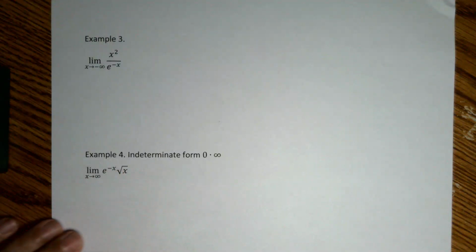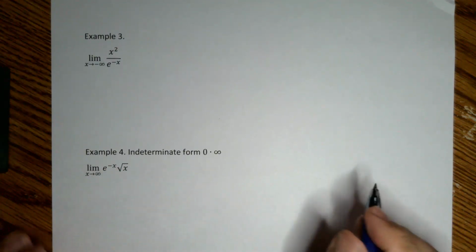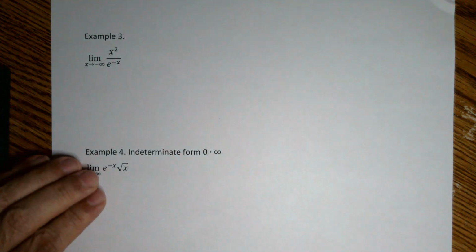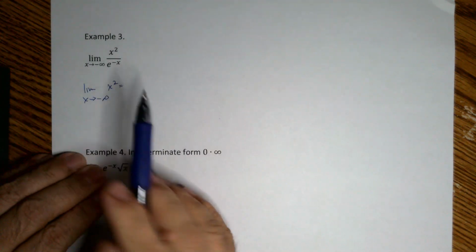Alright, this is examples 3 and 4 of L'Hopital's rule. Okay, so example 3, you're actually going to do it more than once. Okay, so here, first you want to verify that you can use it. The limit as x goes to negative infinity of x squared is positive infinity.